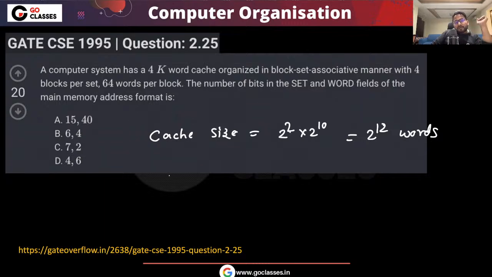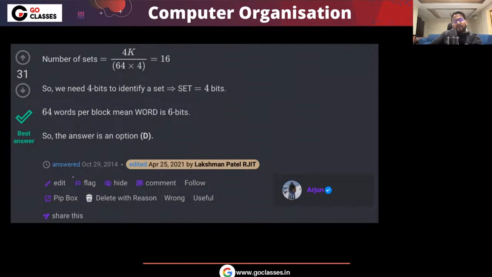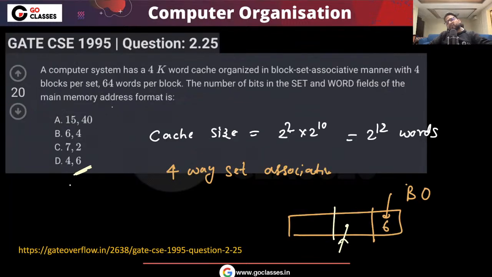4 blocks per set means 4-way set associative. 64 words per block. So the block size is given as 64 words, which means 2 power 6, which means this is 6, the block offset. They ask for the number of bits in the set and word field. Word is anyway 6. So only one of the options is matching. Word means block offset, or byte offset or word offset, it is the same. So only D is matching this.